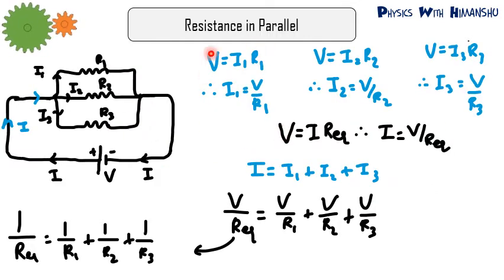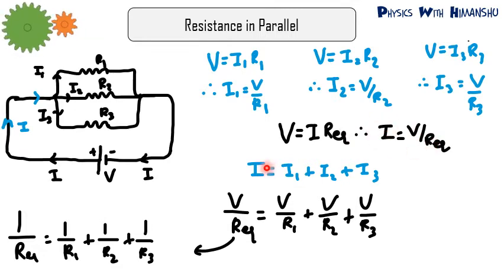Now we have already derived these equations: V equals I1R1, V equals I2R2, and V equals I3R3. So I1 will be V by R1, I2 will be V by R2, and I3 will be V by R3. Now always remember this equation, that is V equals I into R equivalent. Here V is the potential difference due to the battery, I is the current, and R equivalent is the equivalent resistance of the circuit. So I can be written as V upon R equivalent.